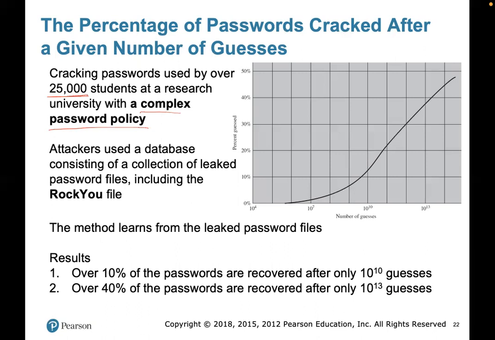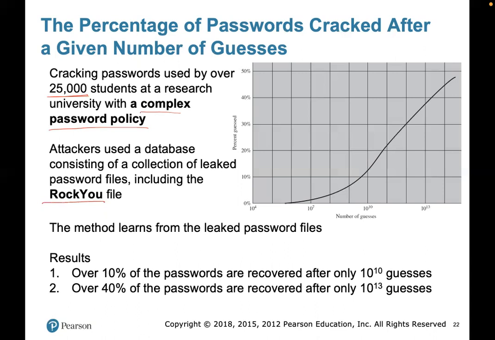So out of those 25,000 students, the attackers, of course, didn't have access to the password file, because the password file is not easy to get access to. But instead, they had access to some similar password file. For example, here is one. RockYou is a password file which has already leaked from some institutions, and they're available online.